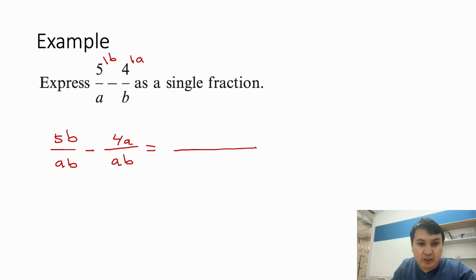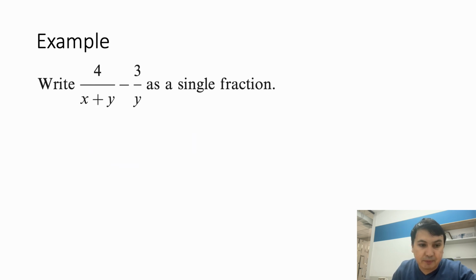So what is the common denominator? It's ab. But now be careful. I'm not adding, this is subtraction. That's why it's going to be minus. So it's 5b minus 4a over ab. That's how I leave it. I cannot simplify anything. This is the simplest possible form.